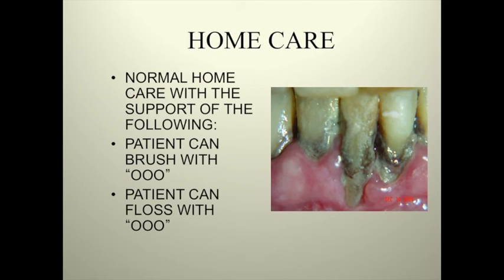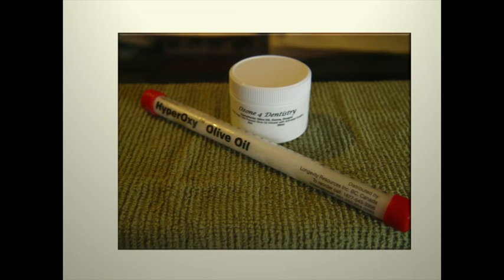And, you know, get back to home care. Listen, if they don't take care of their stuff in home care, I don't care what we do, it doesn't mean a damn thing. So we give them frozen ozonated water to rinse with. We also have them brush with ozonated oils, so sunflower oil or olive oil, and that really makes a nice difference. The sunflower oil tastes a little bit better than the olive oil. And that's an ozonated olive oil stick.